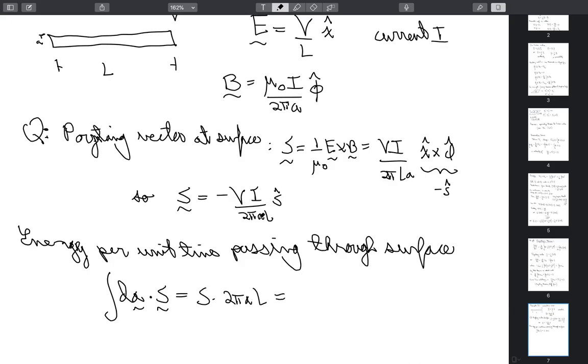And if I look at what that is, this is just minus V times I. So essentially, you'll recognize this formula just as the Joule heating. The normal here is an outward normal, so the minus sign means that the wire is heating up with a power which is given by the product of voltage times the current. And this is what you expect from what you already know about wires. So that just shows you how to use Poynting's vector to compute energy flow in these systems.